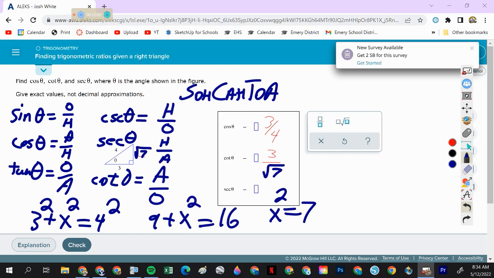And notice it says give exact values, not decimal approximations. So don't plug the square root of 7 into your calculator. You want your answer to contain root 7. And what would the secant be? Four over 3. So the secant is the upside down version of the cosine. So 4 over 3. Okay.